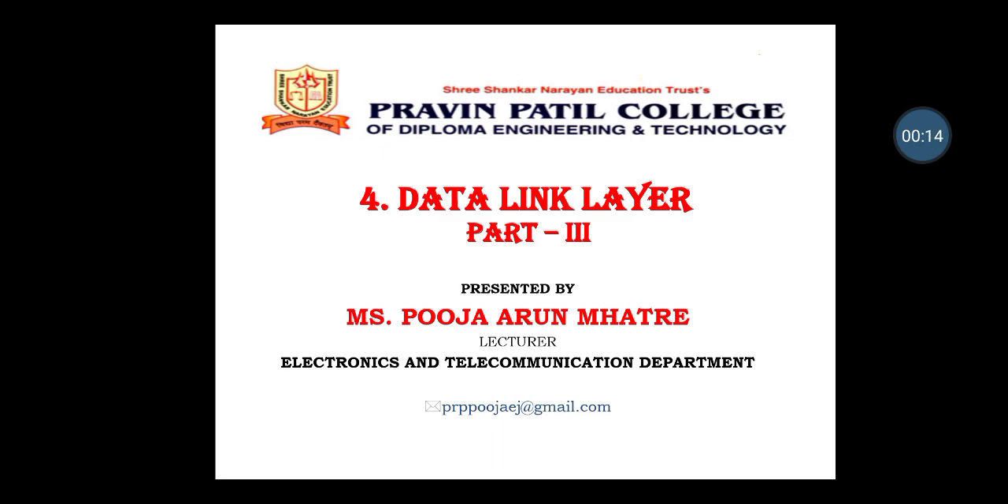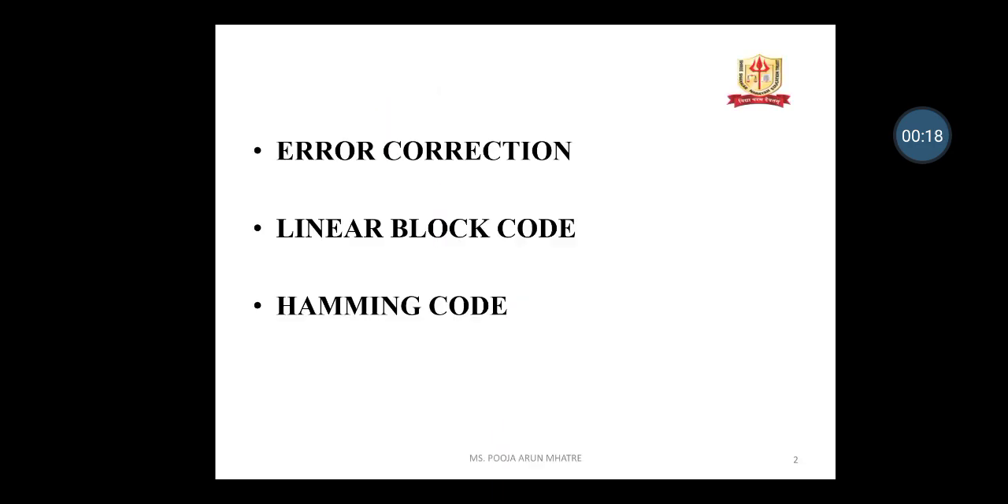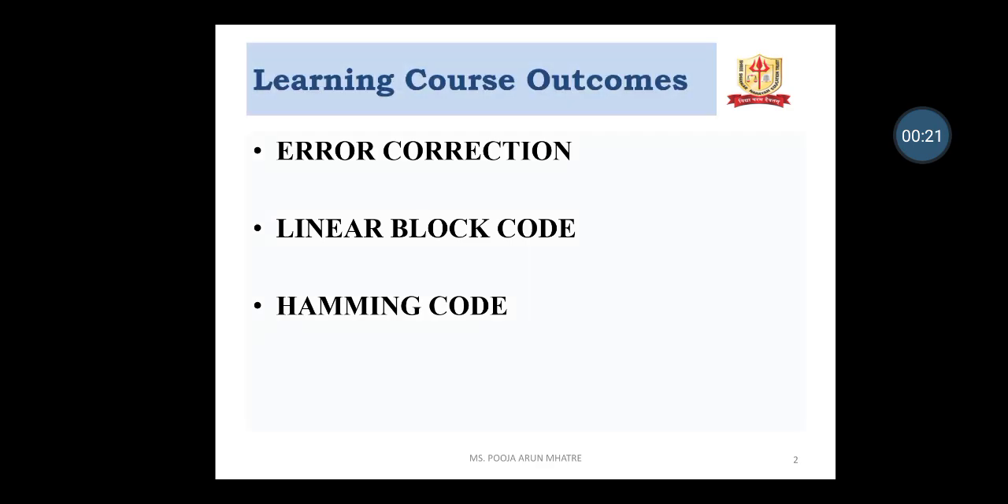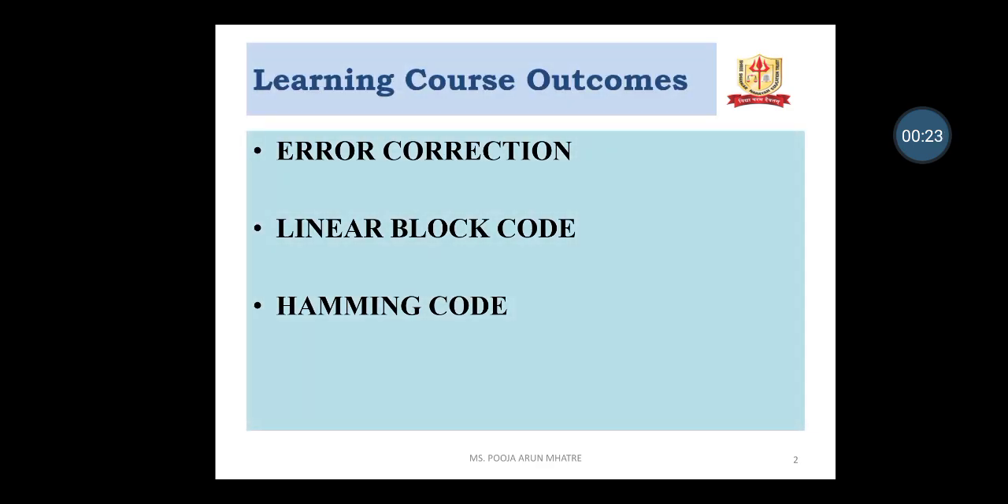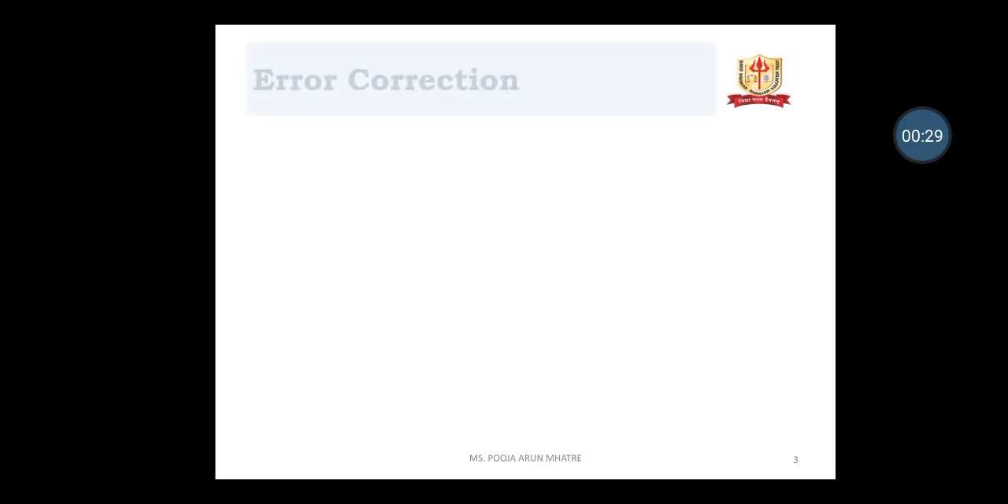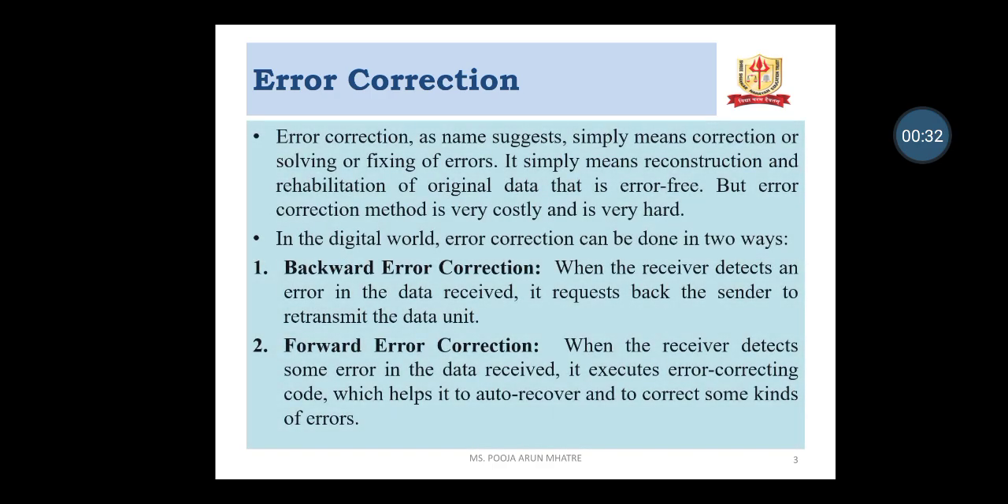Today's topic is CND, chapter number 4, Data Link Layer, part 3. The learning course outcomes are error correction methods. In that we will learn about the linear block code and Hamming code. First we will see what is error correction.